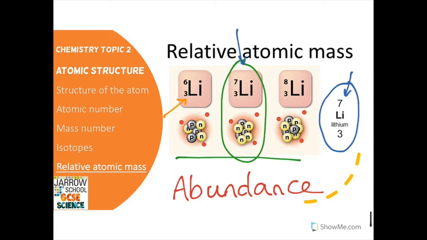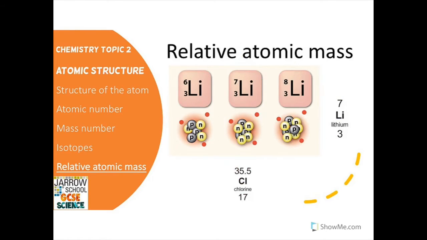The other 2 isotopes do exist in nature, but they're very, very rare. So on the periodic table, if there is one particular isotope of an element which is found in the highest abundance, it will be the entry on the periodic table. However, some entries on the periodic table are not so simple. Chlorine has a mass of 35.5.